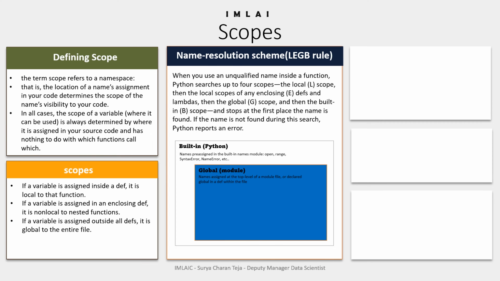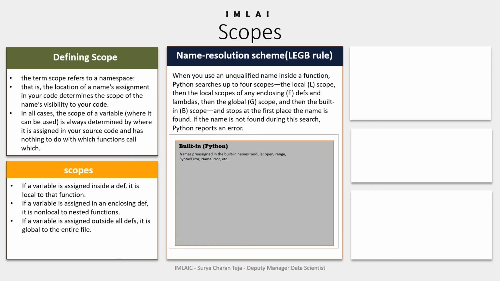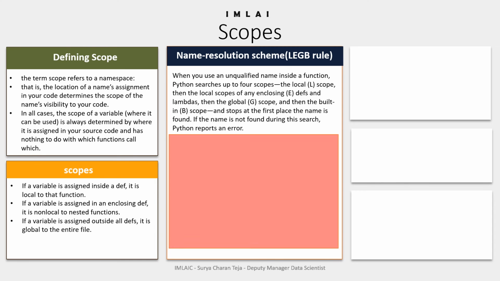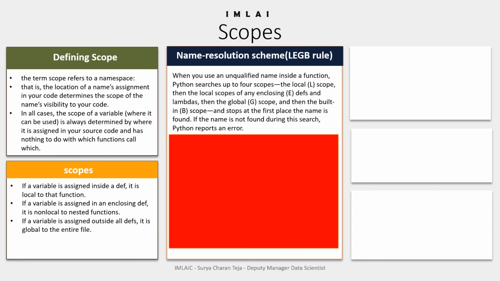So, and then the last place to search is the built-in scope. These are the names pre-assigned in the built-in names module, such as open, range, len, math, zip, map, etc. And finally, it stops at the place the name is found. If the name is not found during the search, Python reports an error.